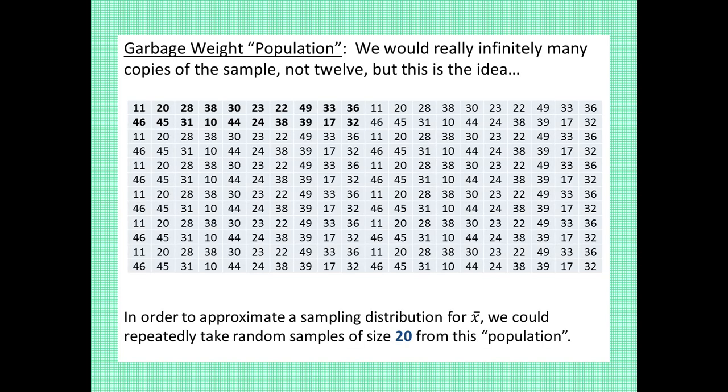In order to do this properly, we would really need infinitely many copies of the sample, not 12, but this picture here is supposed to illustrate the idea, where the numbers that are in bold in the upper left are the initial sample, and then essentially I just copied that 11 times. So you'd have a lot more than 12 copies of the original sample, and then what you'd have to do is take random samples of size 20. So you want your samples to be of the same size as the original sample from that proxy population.